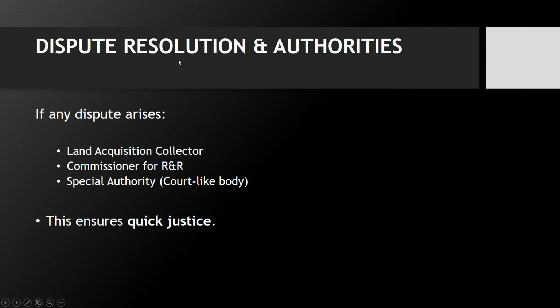Dispute resolution and authorities. So how will disputes be taken care of? There will be a land acquisition collector for the case, a commissioner for rehabilitation and resettlement, and a special authority, a court-like body which will see the cases of land acquisition. So these cases will not go to any regular court, for rapid inquiry, or you can say for early justice. This ensures quick justice. Okay, so these bodies ensure that the process happens within time.